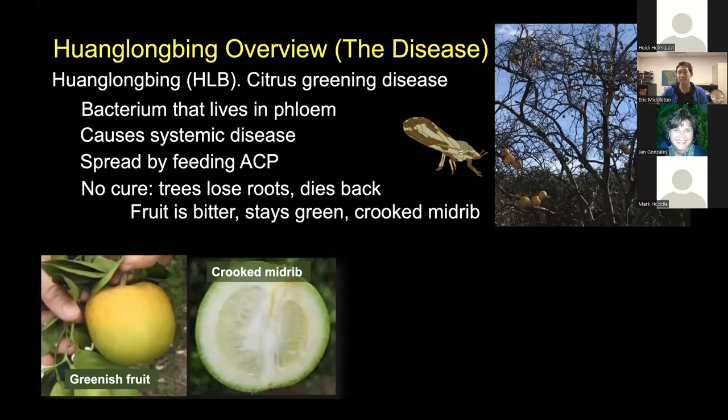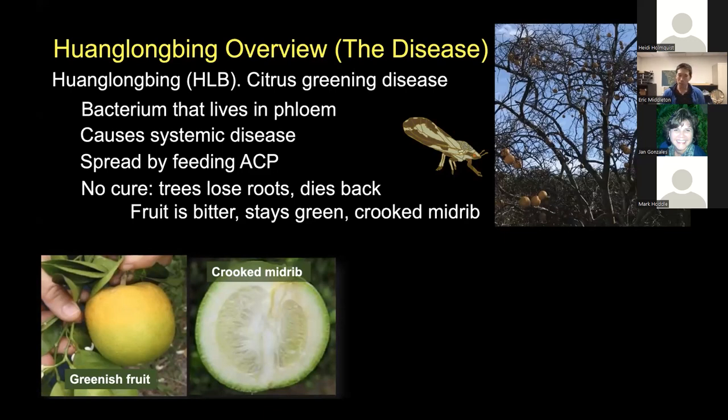In terms of what the disease does to the tree, as the name citrus greening disease suggests, one of the main symptoms you can potentially see is fruit staying a bit greenish, at least about half of it. The flavor is affected, so it's more bitter and just off tasting. This is true even if you're juicing the fruit, where you could try to combine it and hide the flavor, it's still a little bit off tasting. And if you're eating fresh fruit right off the tree, it's noticeable.